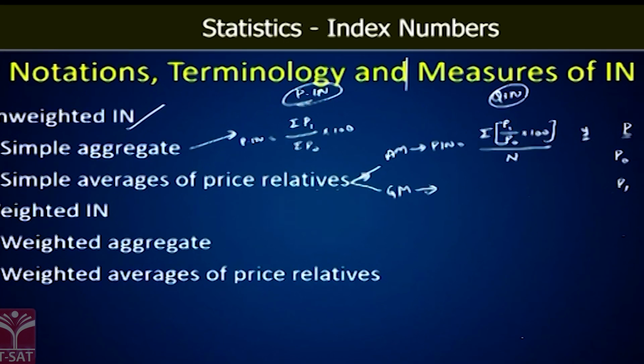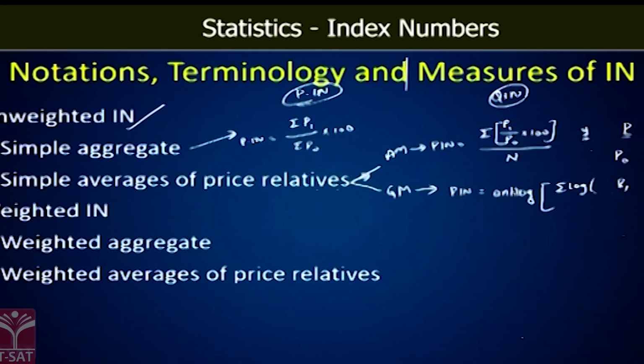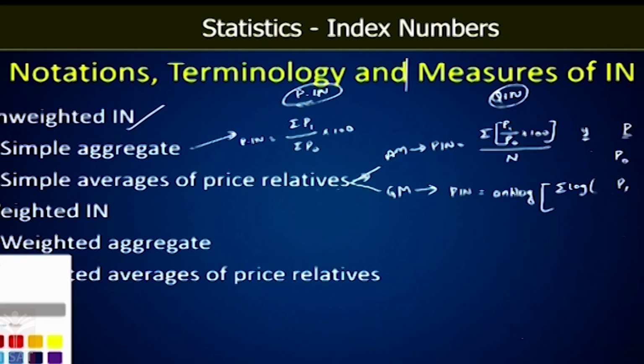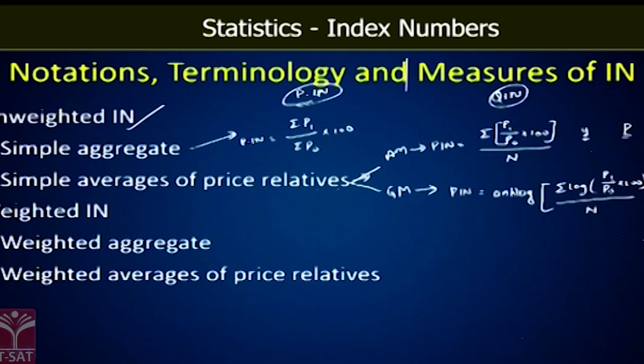The simple average of price relatives for geometric mean is given by: the price index number, P, is the anti-log of the summation of log of P1 by P0 into 100, divided by n. So this is the formula for the simple average of price relatives for geometric mean.